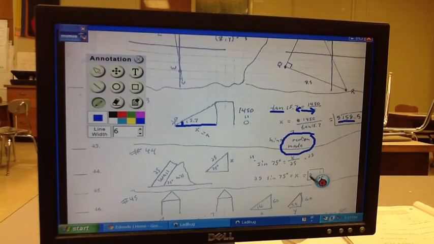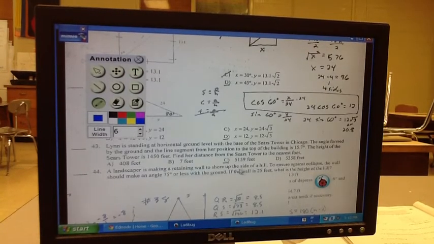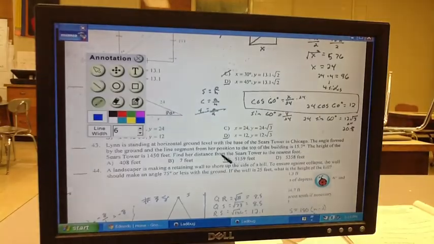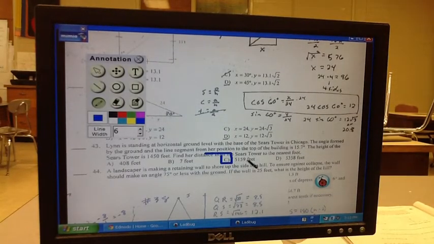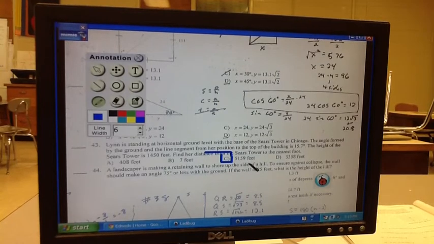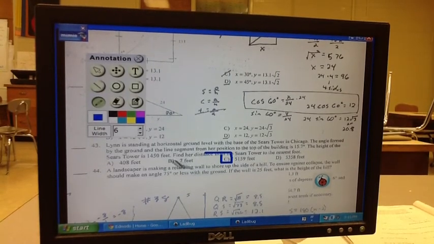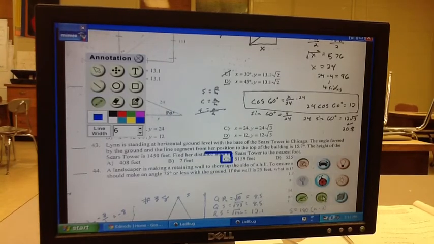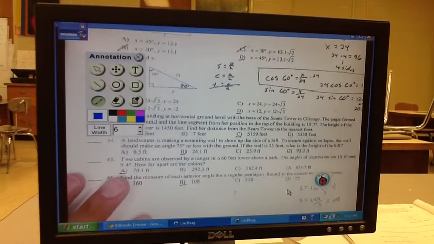And let's look back at our original. There we go, 5,159 if we rounded up. So none of them are really. This one was a little closer, but not as bad. Alright, 44.